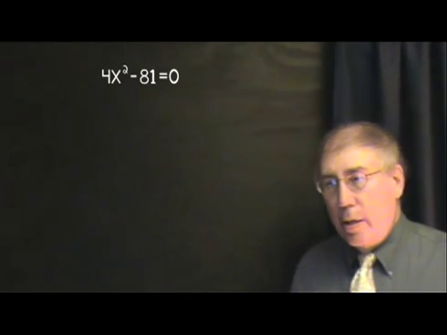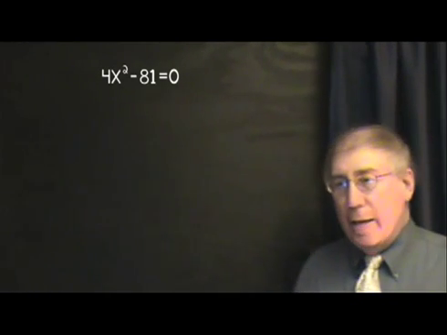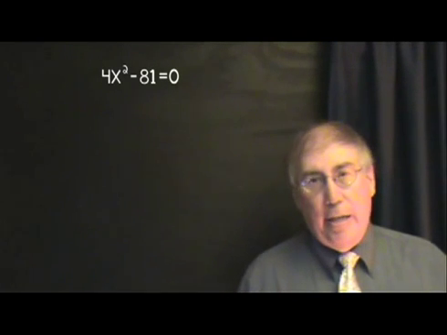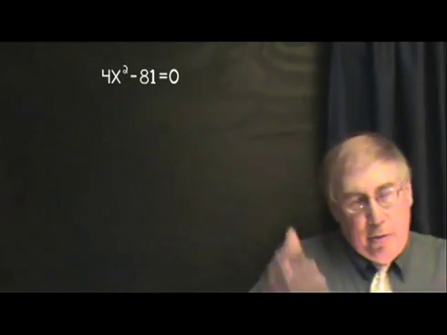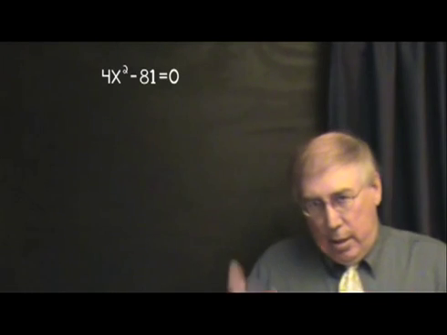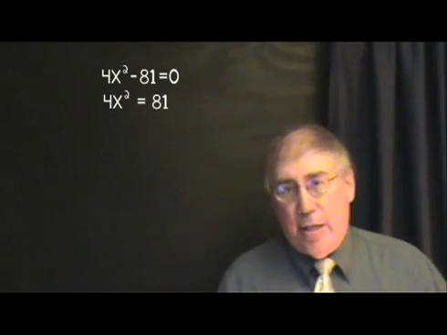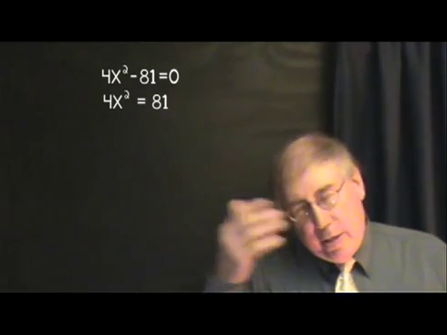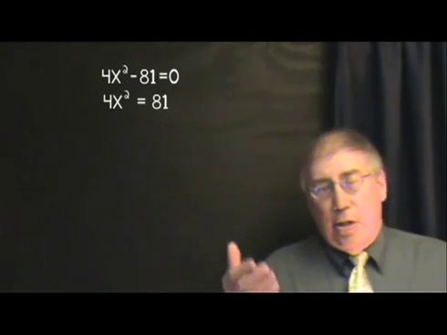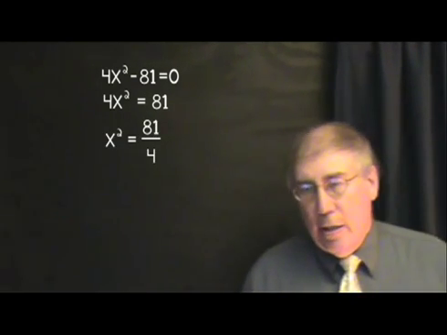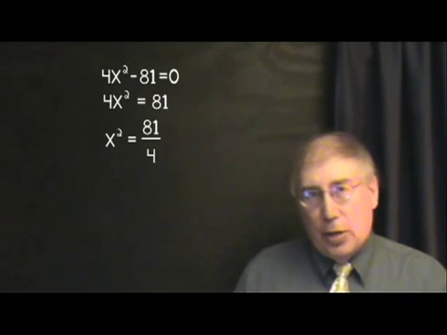Our next problem here, let's add 81 to both sides. We want to get, on the left hand side, a perfect square involving x. So let's take this a little further here. Let's divide through by 4. So now we have a perfect square on the left hand side.